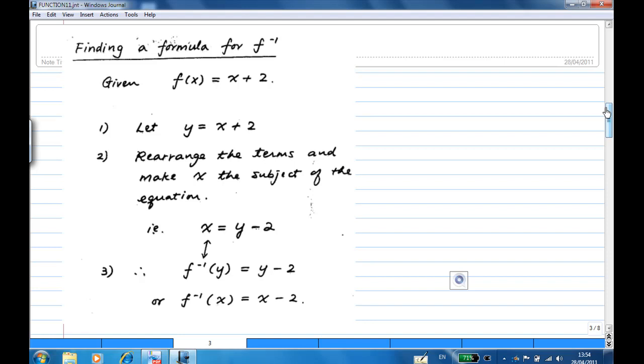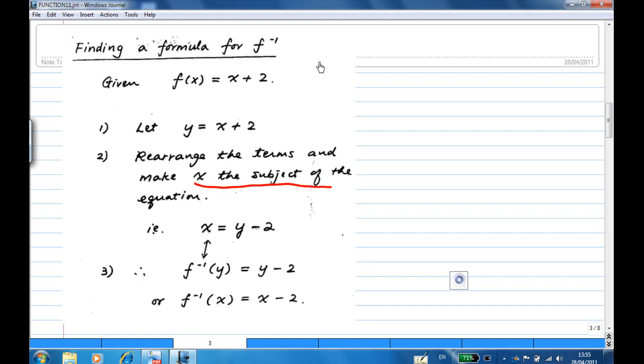Next, we are trying to find the formula for the inverse function, if there is. Let's take an example. If f of x equals x plus 2, this is the procedure to find the formula for the inverse. First, let y equal to f of x. So in this case, y equals x plus 2. Then you try to rearrange and make x the subject.